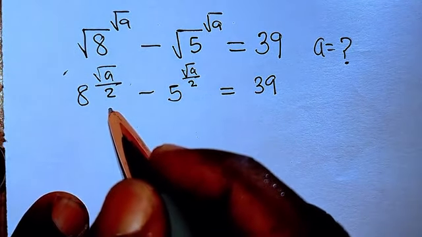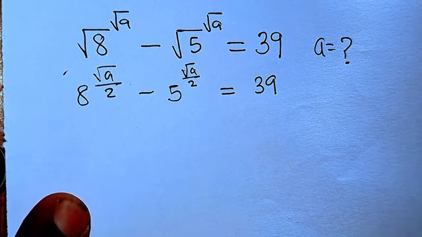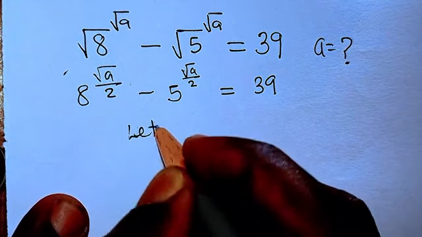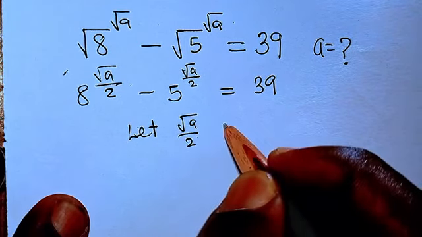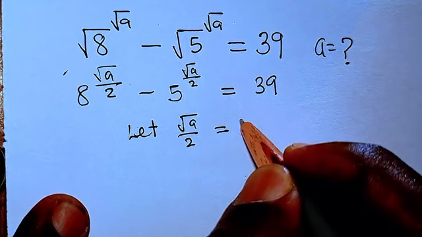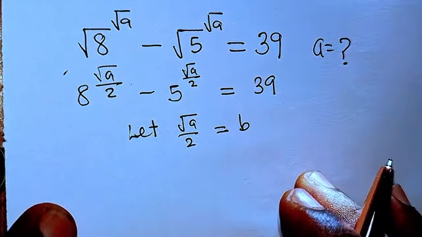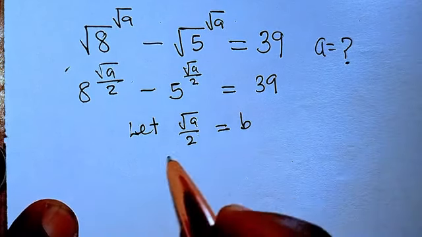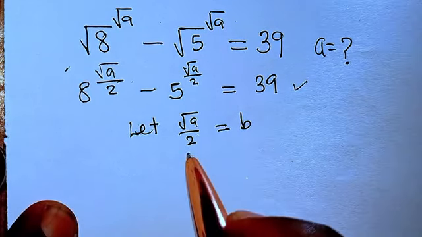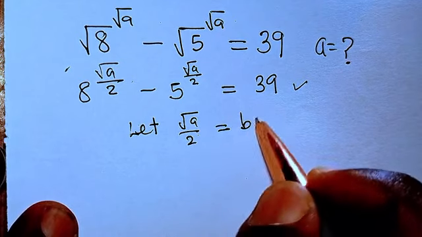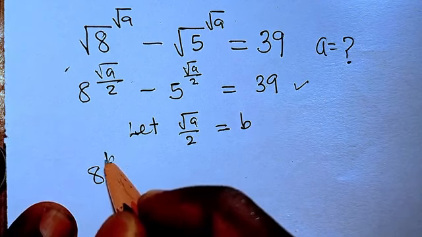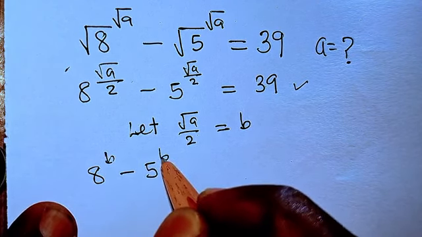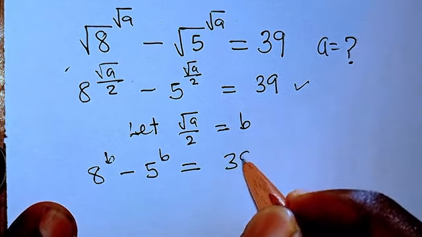So now from there, the next thing we are going to do is I want to replace this by, let's say, let root a over 2 be equal to b. So now if root a over 2 equals b, then from this equation here, anywhere I see root a over 2, I'll replace it by b. So I have 8 to the power of b minus 5 to the power of b equals 39.